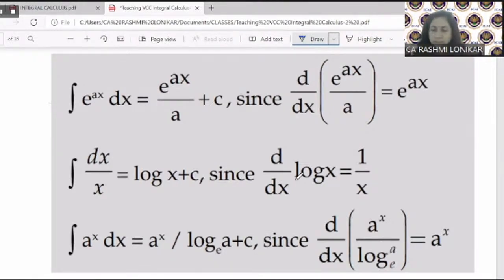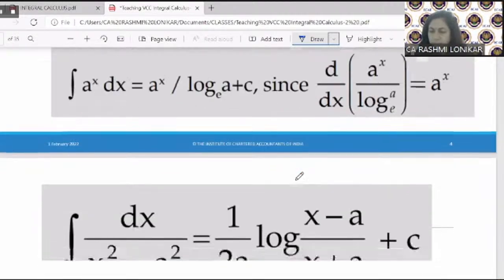And then integral of 1 upon x will be equal to log x, and integration of a raised to x will be a raised to x upon log a to the base e. Okay, these are the formulas that we looked into.